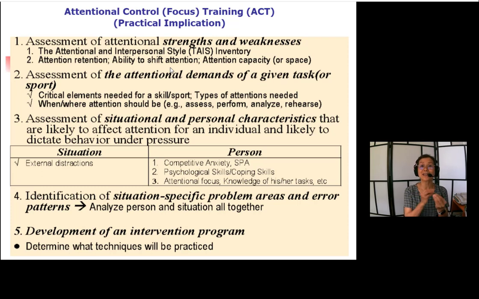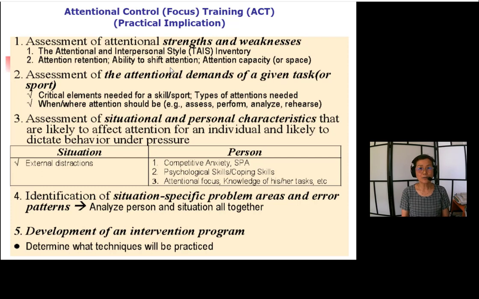Because of that, they get distracted, right? Or psychological skills, even coping strategies. Do they even have coping strategies or psychological skills to manage those concentration lapses? If they do, help them to strengthen them. If they don't have any, then you need to teach them as well.